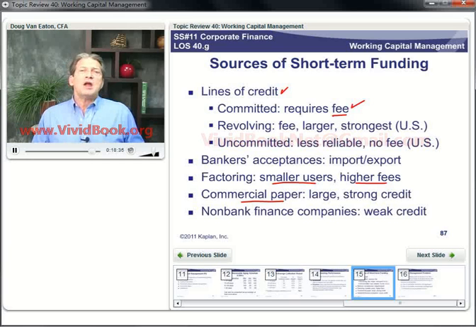There are also non-bank finance companies and companies with weak credit that the banks aren't going to lend to on any kind of terms they can stand might seek out non-bank finance companies. But this is going to be a higher cost of financing and perhaps more restrictions on the actions of the firm to protect the creditors.